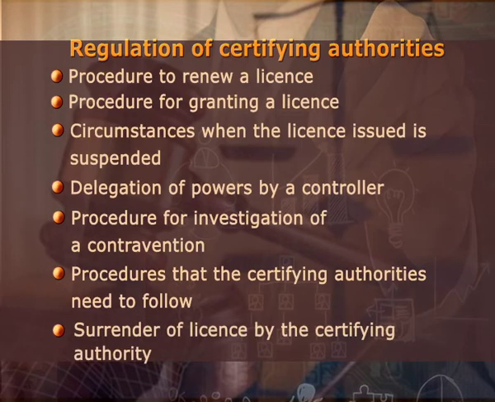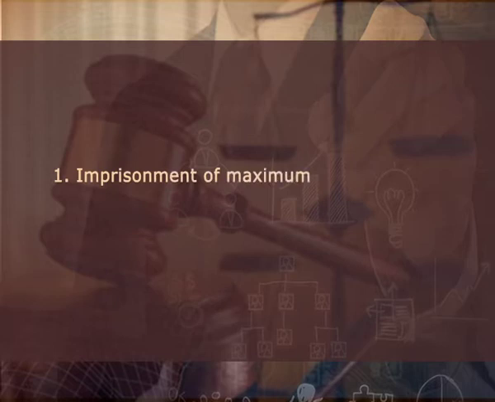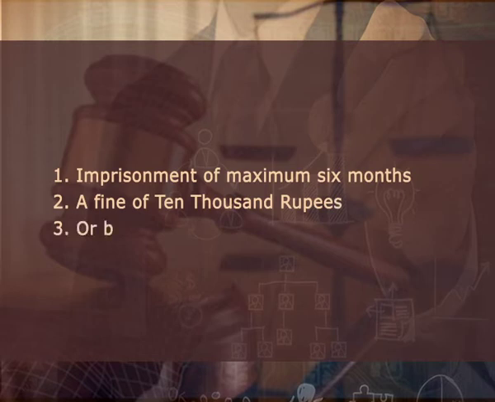Surrender of license by the certifying authority. The license which has been issued has to be surrendered when the license of the certifying authority has been suspended or revoked. In case the certifying authority fails to surrender the license, then the person in whose name the license has been issued will be guilty of an offence and can be punished in the following manner. 1. Imprisonment of a maximum 6 months. 2. A fine of 10,000 rupees. 3. Or both of the above.